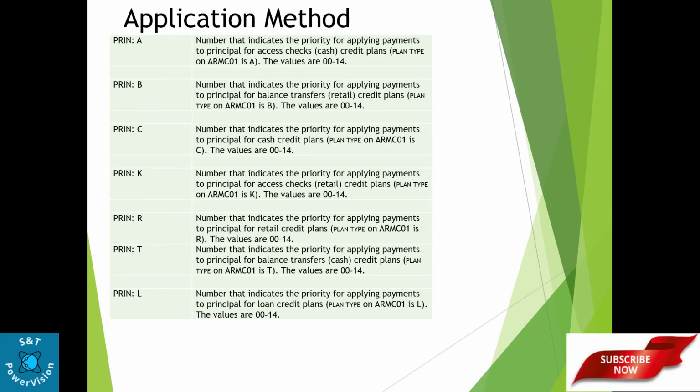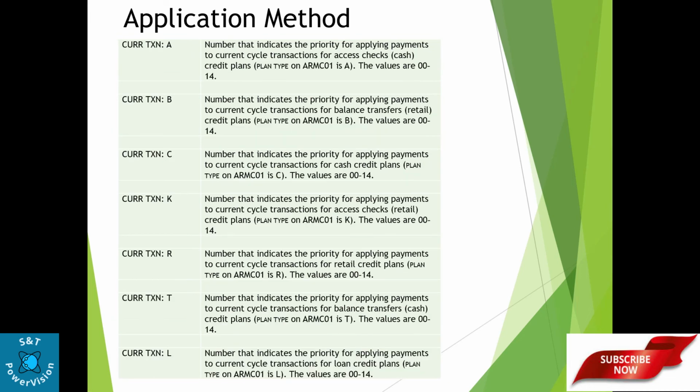Here now application method, principal A, principal B, that is plan type here. Number that indicates the priority for applying payment to principal across plans. So like that, principal for all the plans, means A, B, C, K, R, T and L. After that, the current transaction for all, like cash check, balance transfer, cash, so that way it is distributed.